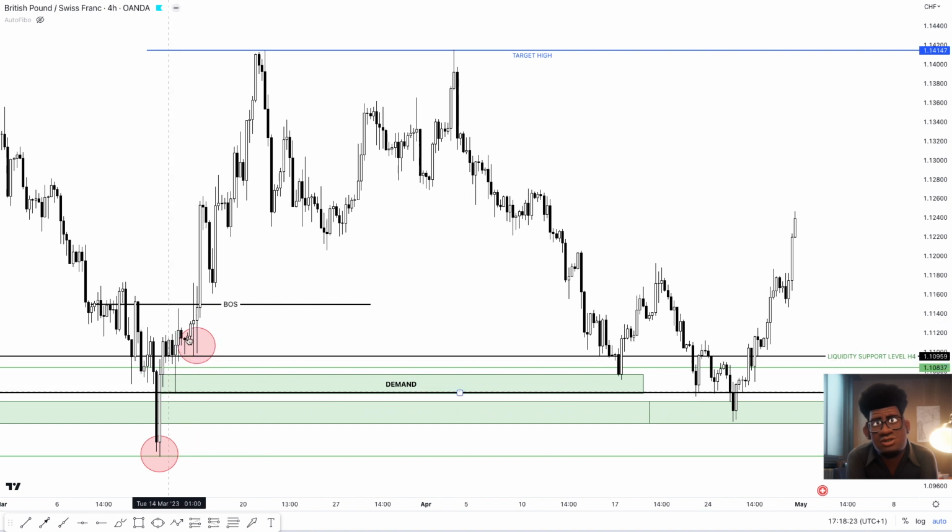Now, when we look over here, we can see our liquidity is mapped out because there was some wicks left here in the market, and we can also see there is another one here, and then there's a last one down here.